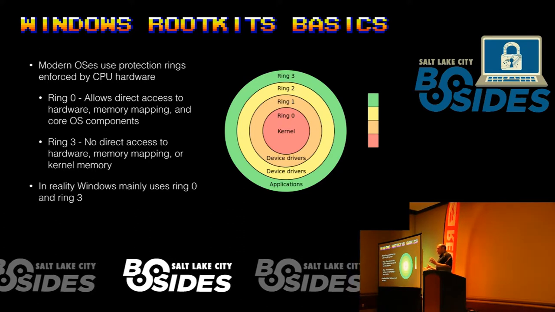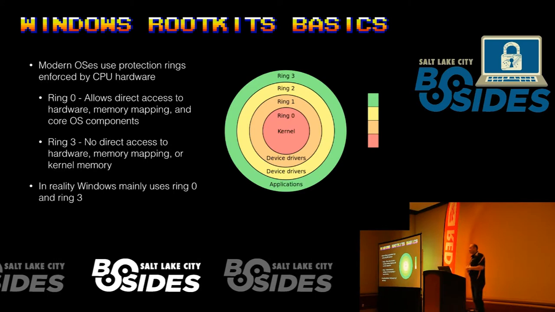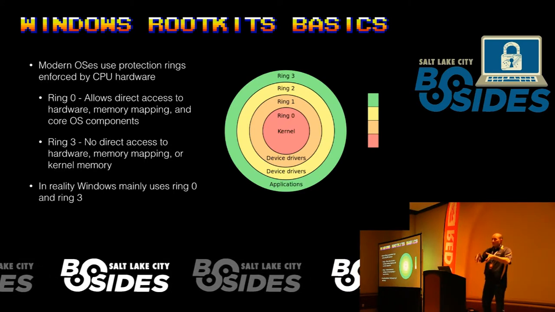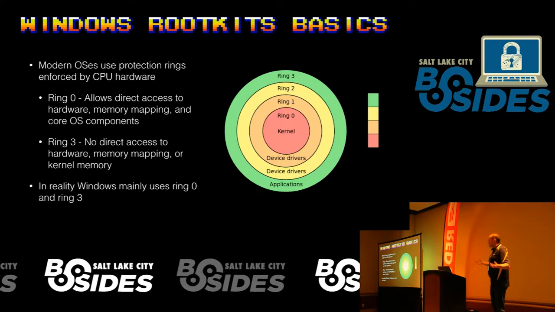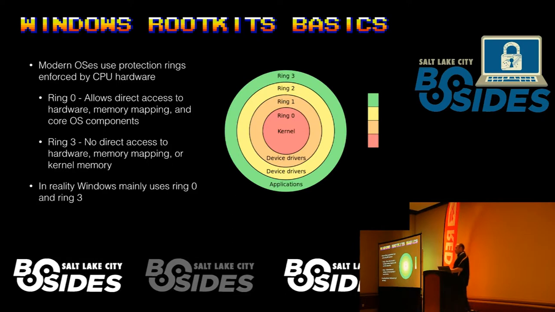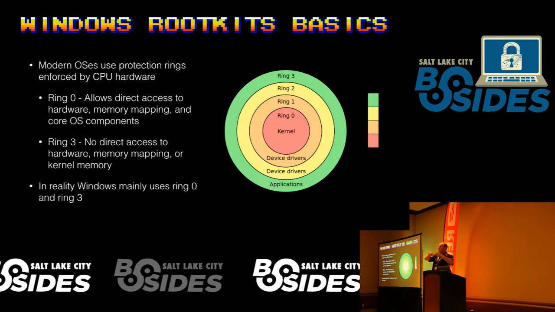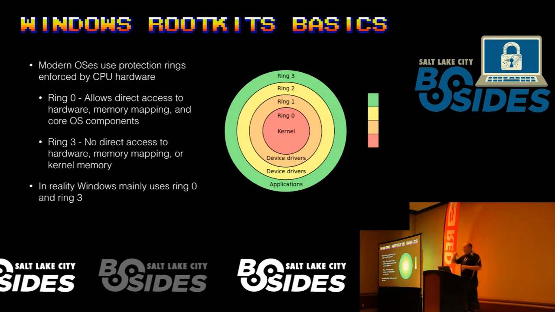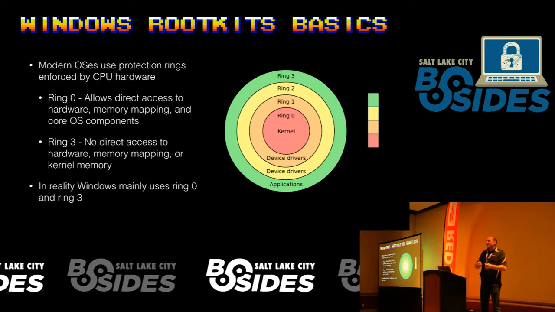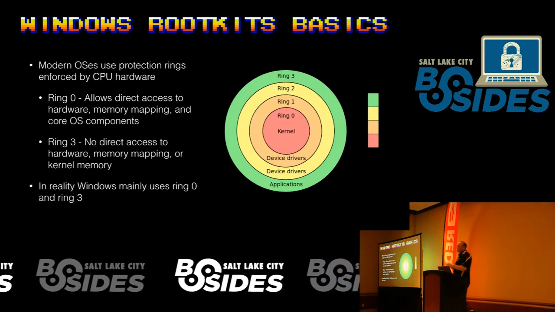Windows, in reality, doesn't use Ring 1 and 2 for legacy reasons. Really, the only ones we need to be concerned about are Ring 0, the kernel, and Ring 3, where applications run. Applications can't directly access hardware. When you open a file, it goes up to the kernel. The kernel checks all the things it wants to check, and then it accesses the hardware and relays the information back down to you. So you can't just say, go right to sector X, unless you're in the kernel. You can't say, what's in this physical memory location, unless you're in the kernel.